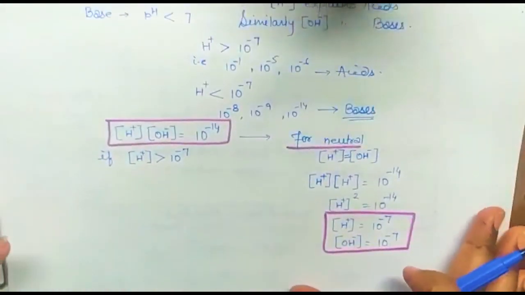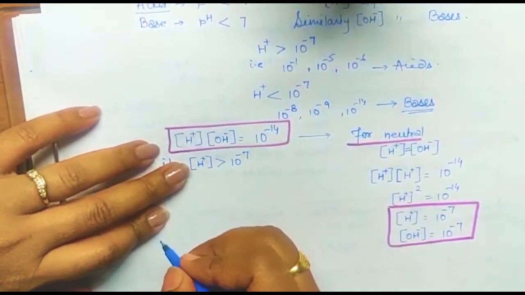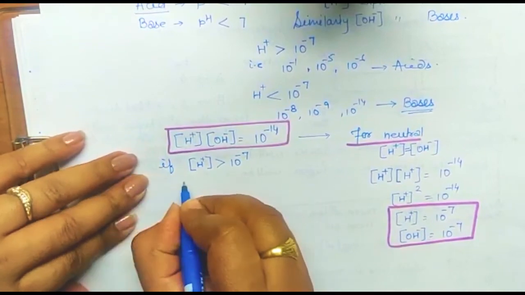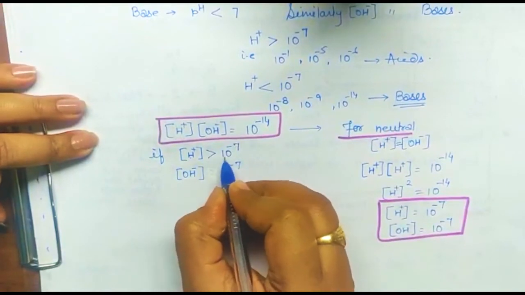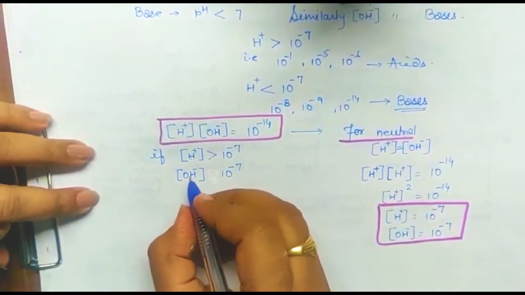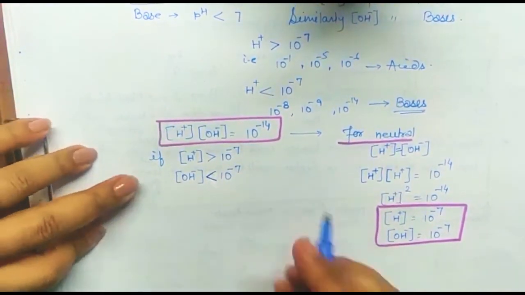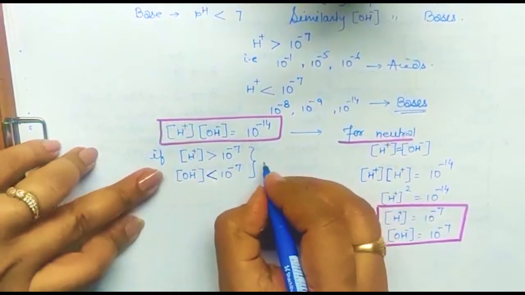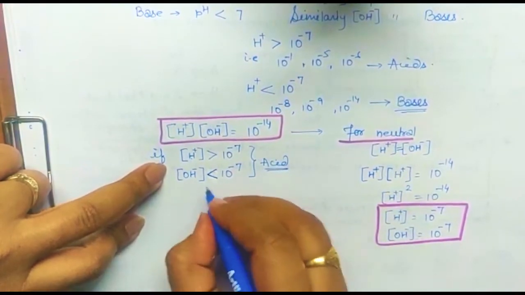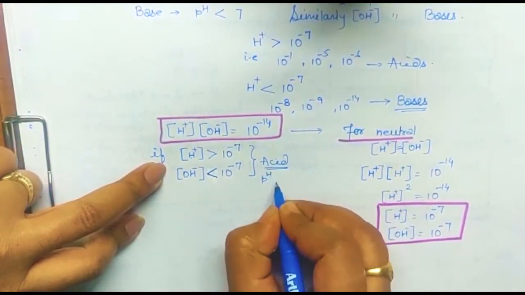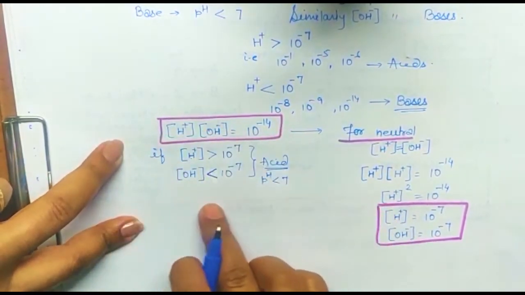Clear? Now come to the point. If this H plus ion concentration is more than 10 to the power minus 7, so what about the OH minus ion concentration? Tell me. If the H plus ion concentration is greater than 10 to the power minus 7, the OH minus ion concentration will be less than 10 to the power minus 7, isn't it? And this is the condition for what? Acid. Okay, and acid means pH will be less than 7. Hope it is clear. This is the condition for acid.